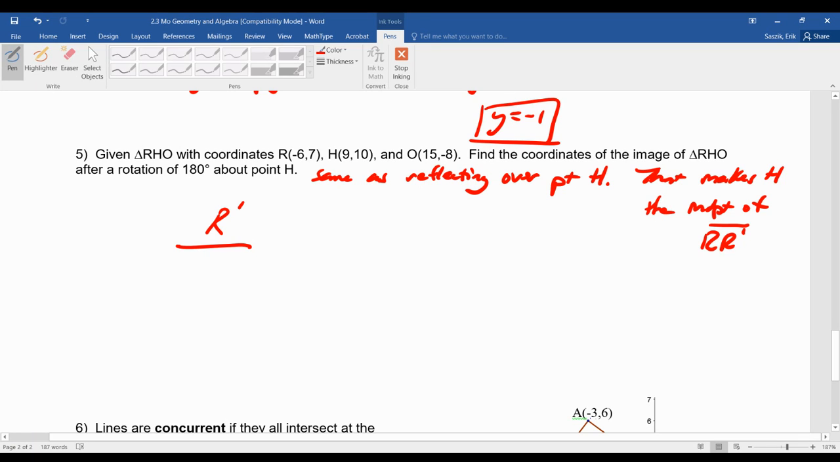Watch this. If this is the midpoint from R to some unknown R prime point, take a look at the X values. To go from -6 to 9, we had to add what? We had to add 15 to get to this midpoint. So that means we just add 15 more to get to the other endpoint. So 9 plus 15, that would be 24. And we do the same thing for the Y's. 7 to 10, well, we had to add 3, so this, of course, is 13.